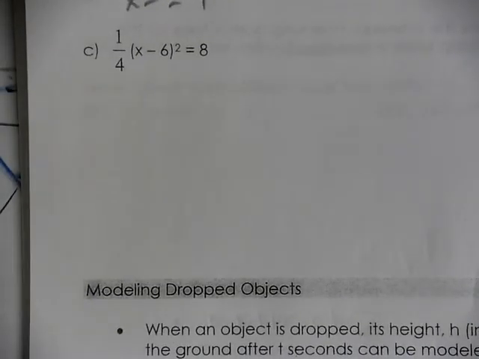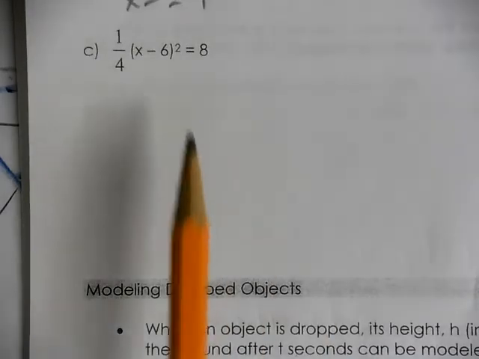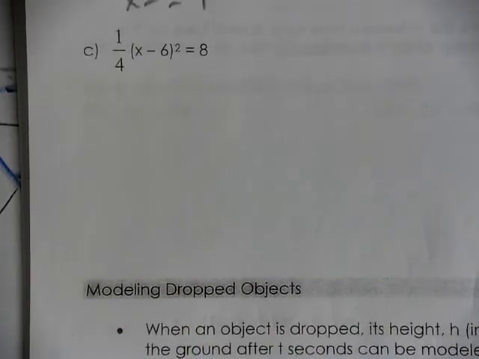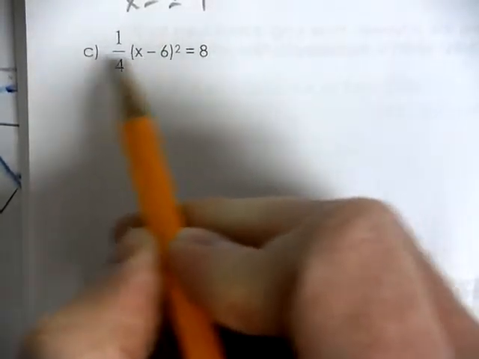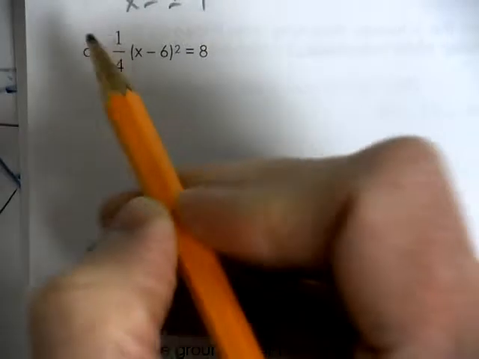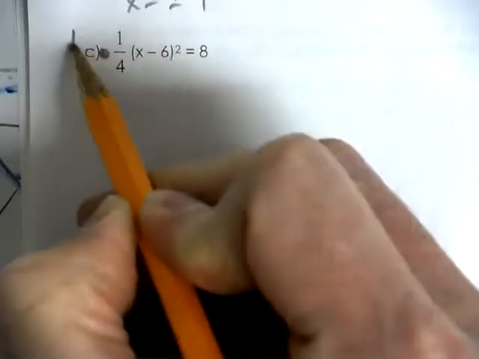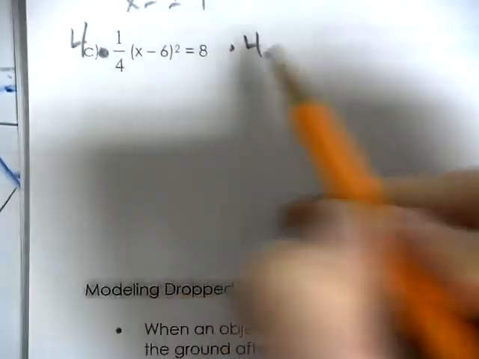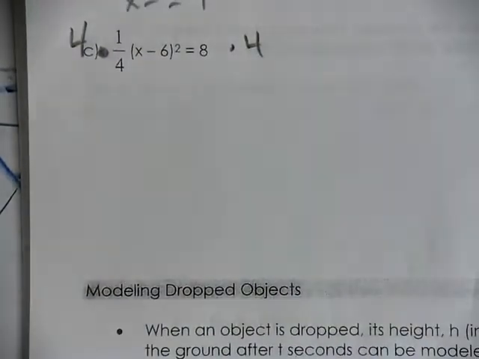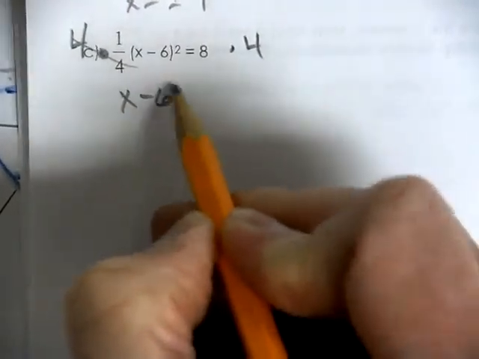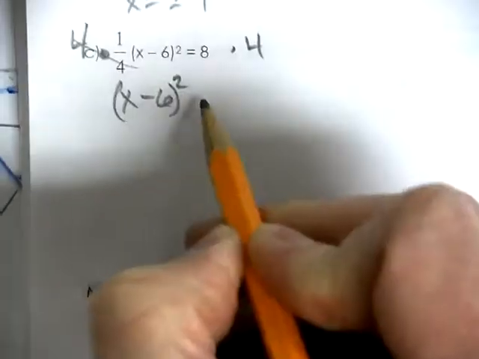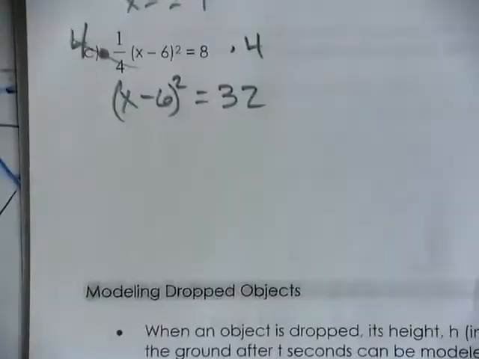This one's a little bit different. Notice that it has parentheses. The common mistake is to add 6 to the other side, but you can't get it out of the parentheses like that. The only thing we can start to do is to work our way towards that center, towards the parentheses. So we're going to multiply by the denominator to both sides of the equal sign. That gives us x minus 6 squared equals 32.